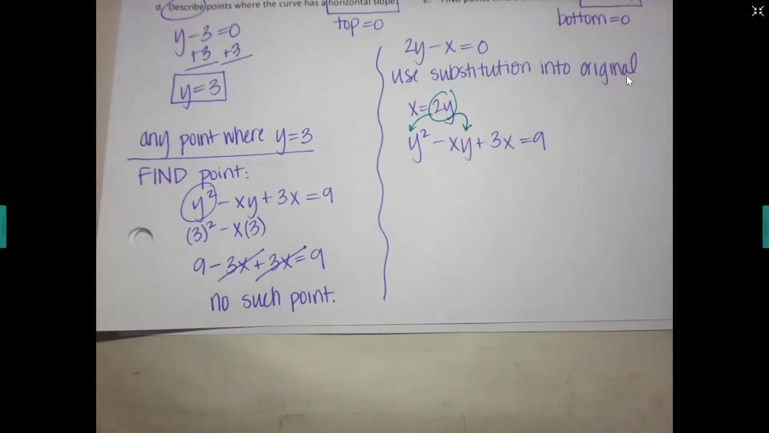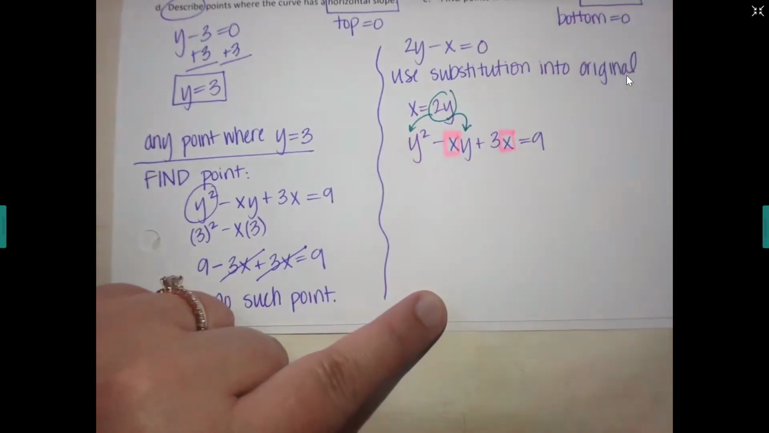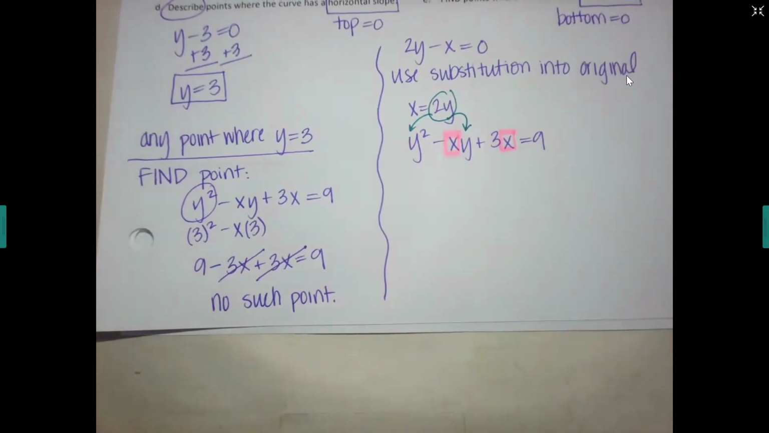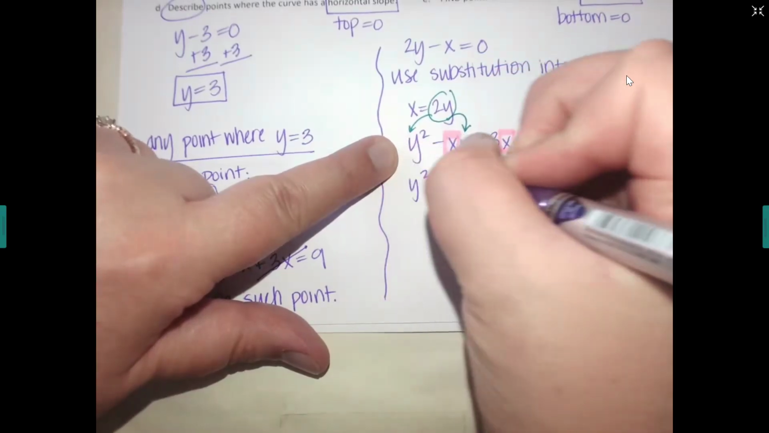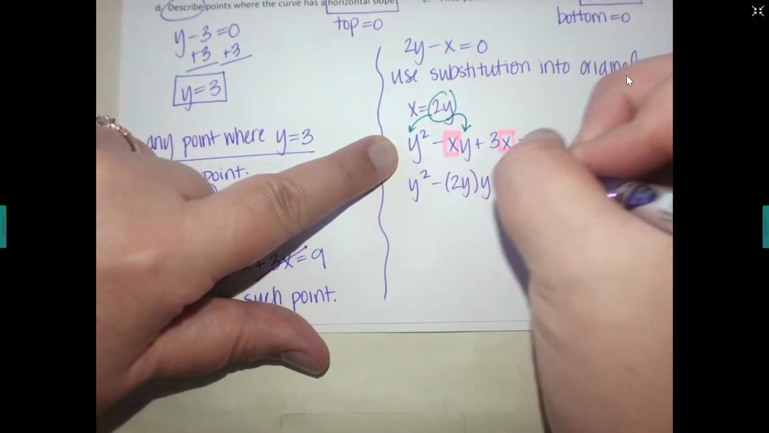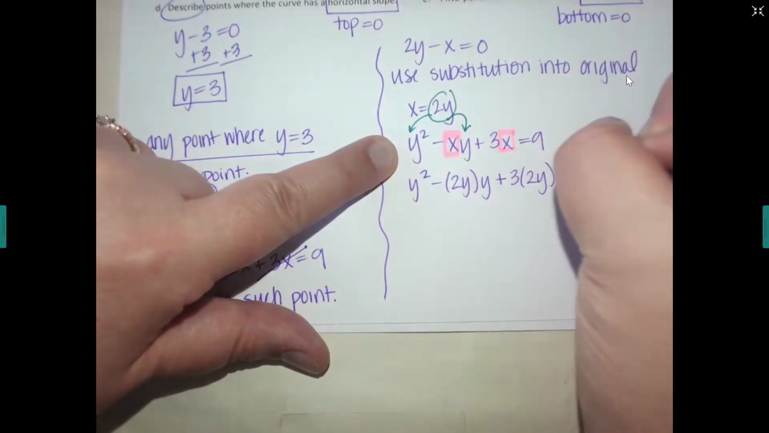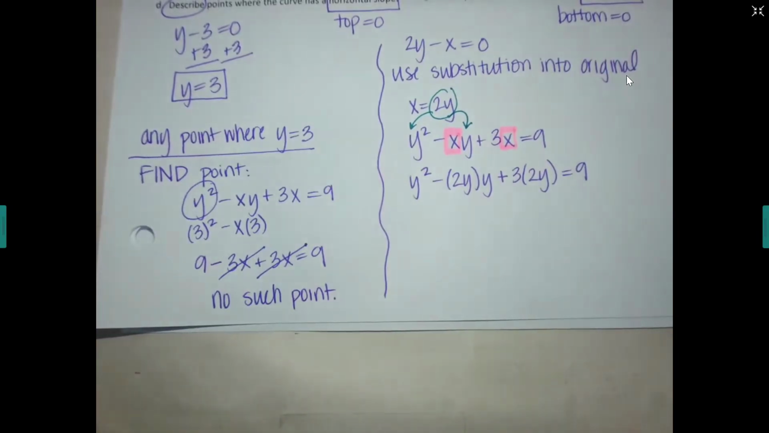Oh crap, I'm sorry. We're plugging into the x's. Thank you, that's my mistake. So not that one. We'll plug it in here and here. That's my bad. So I have a y squared, and now my x is going to swap out for a 2y, and my other x is now a 2y next to the 3 equal to 9.